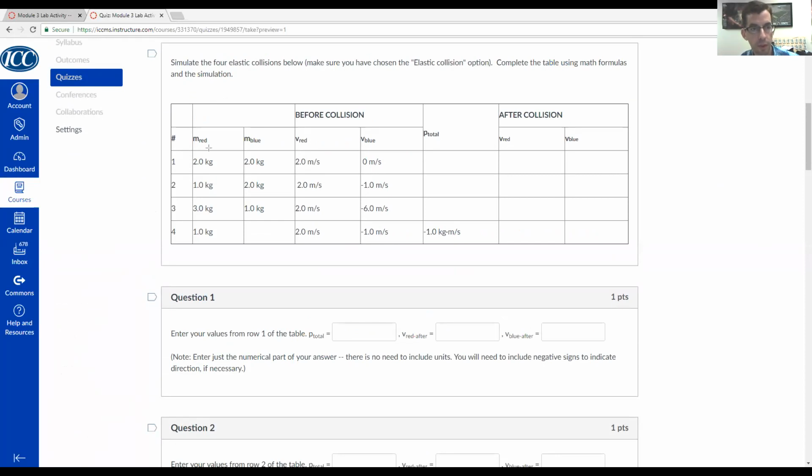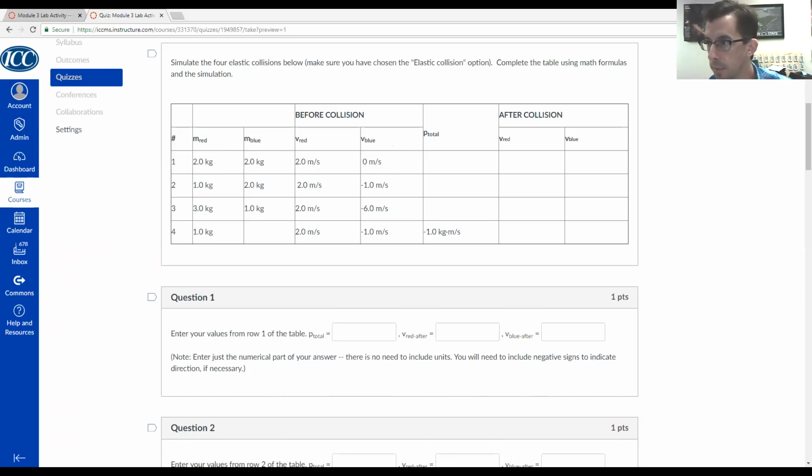It's important that you are able to read this table. In the table, you're given the mass of a red truck, the mass of a blue truck, the velocity of the red truck, and the velocity of the blue truck. These are going to be your initial settings. So I'm going to take you to my other screen where we'll actually be able to show you this.